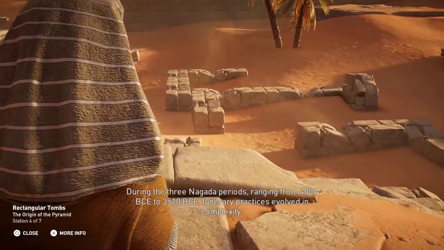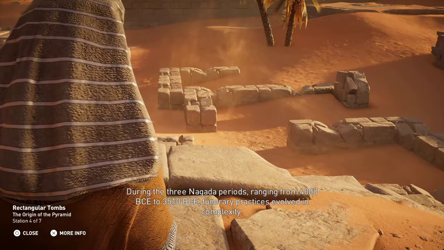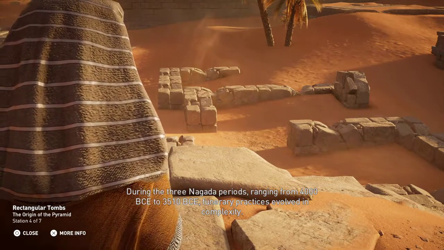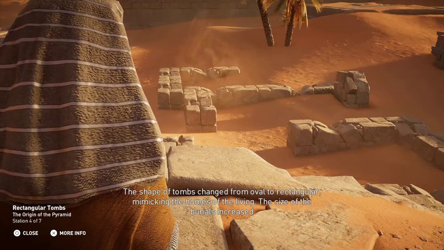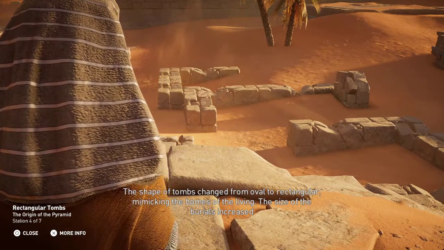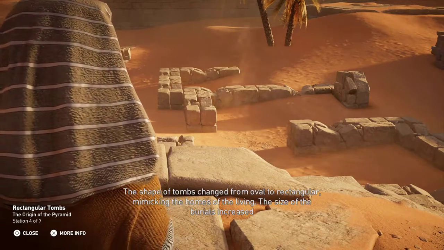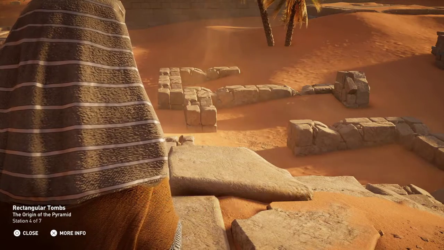During the three Nagada periods ranging from 4000 BCE to 3510 BCE, funerary practices evolved in complexity. The shape of tombs changed from oval to rectangular, mimicking the homes of the living. The size of the burials increased and funerary items became more stylized and numerous.